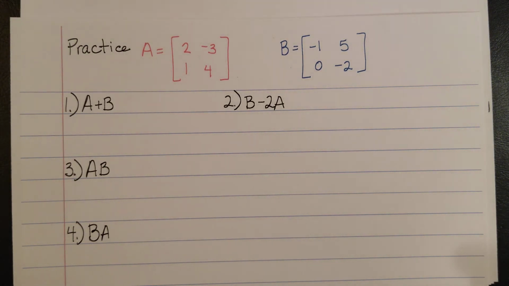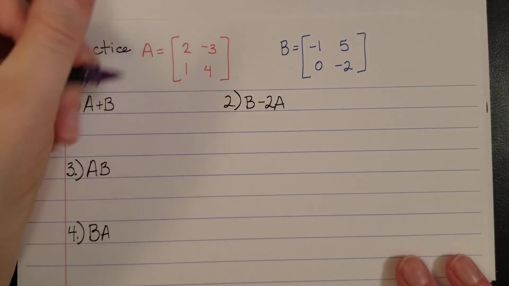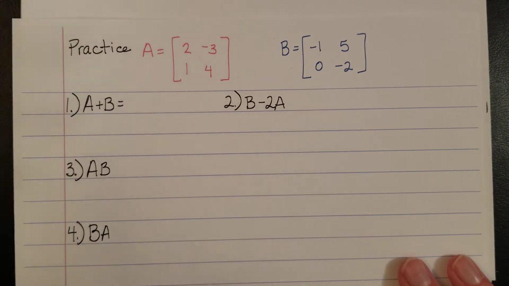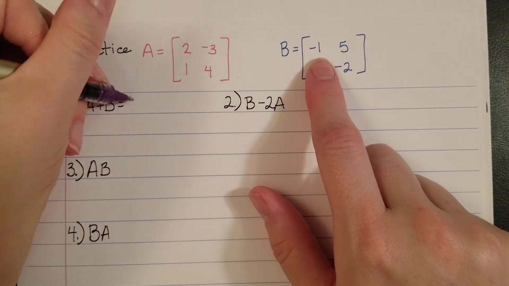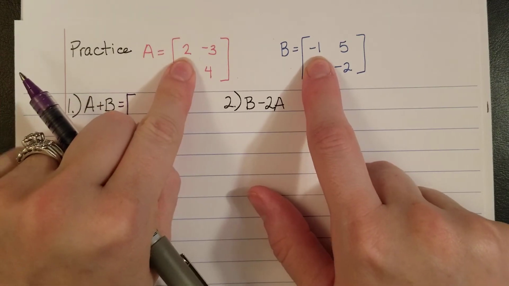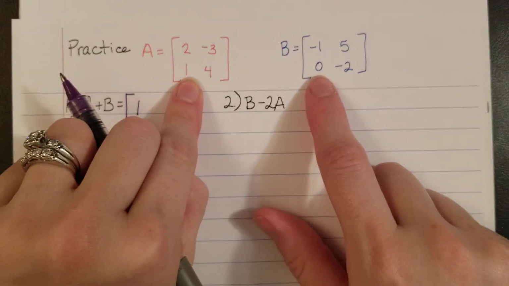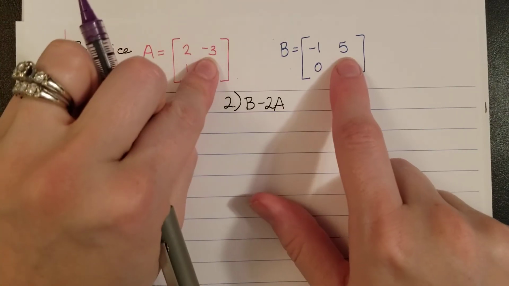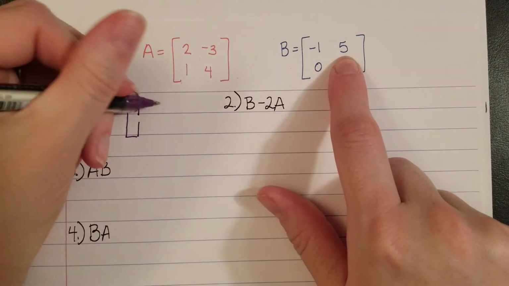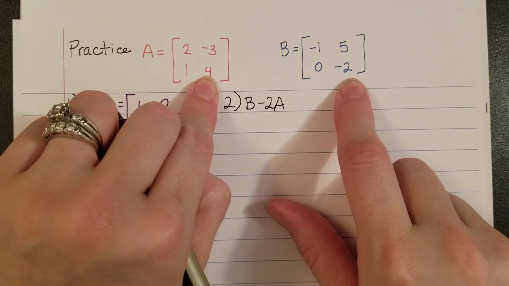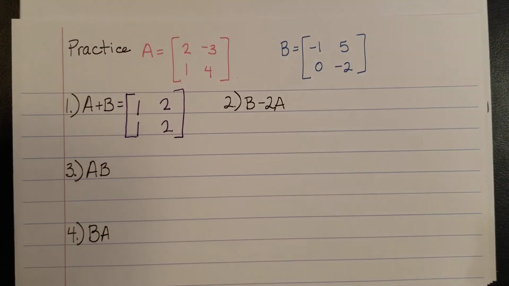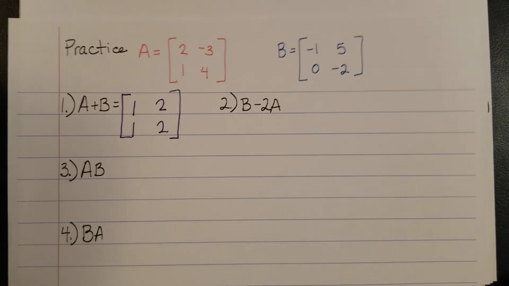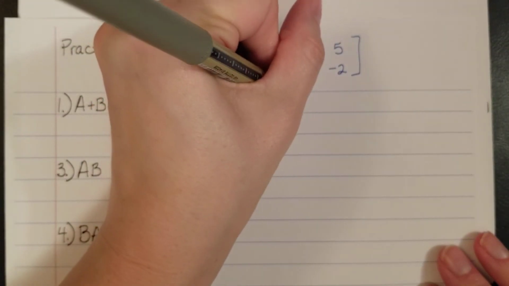Alright, so if we wanted to do A plus B, I'm basically just going to do this in my head because it's pretty easy, I think. So 2 plus negative 1 would be 1. 1 plus 0 would be 1. Negative 3 plus 5 would be 2. And 4 plus negative 2 would be 2. Okay, easy peasy there.